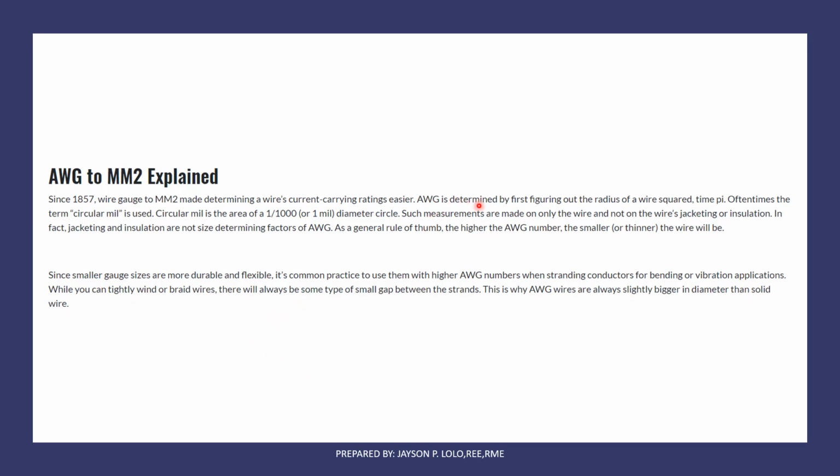Take note that AWG is determined by first figuring out the radius of wire squared times pi. Okay, radius of wire squared times pi.